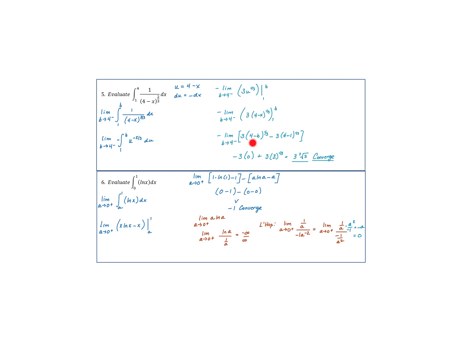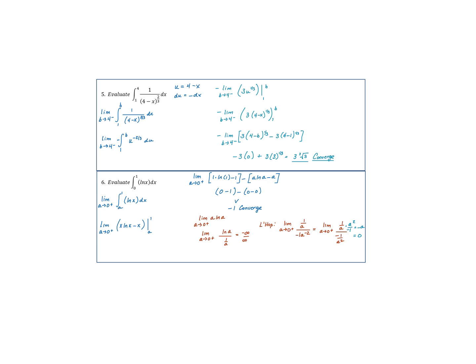So this part is 4 minus 4, which goes to 0. So this goes to 0, and then this becomes 3 to the 1/3, so cube root of 3 times the 3. This ended up positive because we had the negative on the outside. So negative times negative gives me the positive.